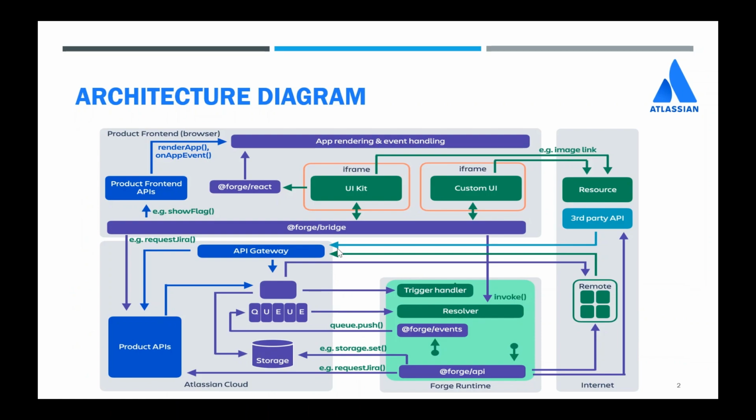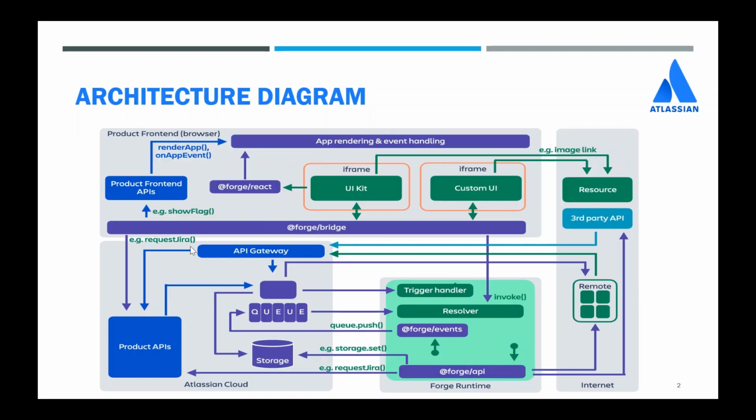First, product frontend, which is the top layer seen in the browser. So what does it do? This is what the user sees. It means when the user sees any application, this is the layer they see first. How can you build this UI inside Atlassian? You can build using UI kit or custom UI. This one, UI kit and custom UI. This UI talks to the Atlassian product using Forge Bridge and product frontend APIs like showFlag and render app.